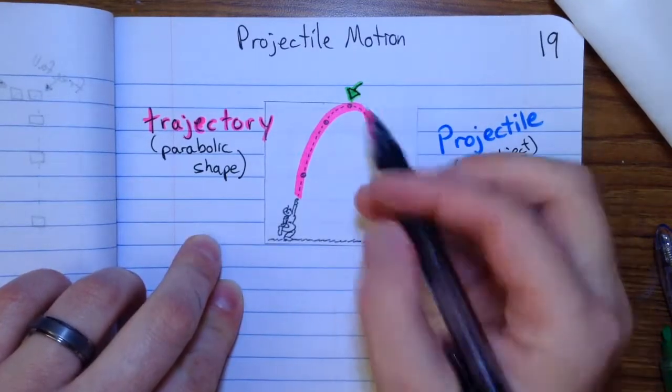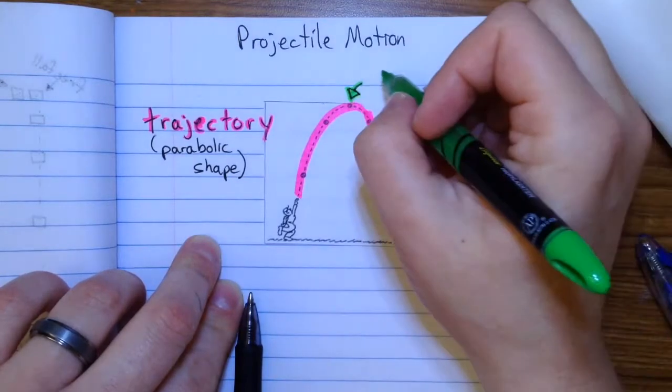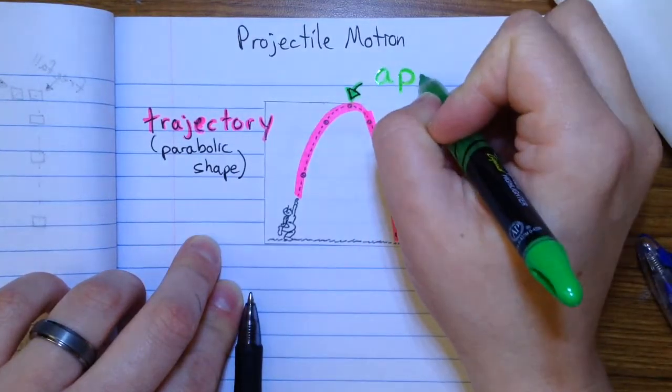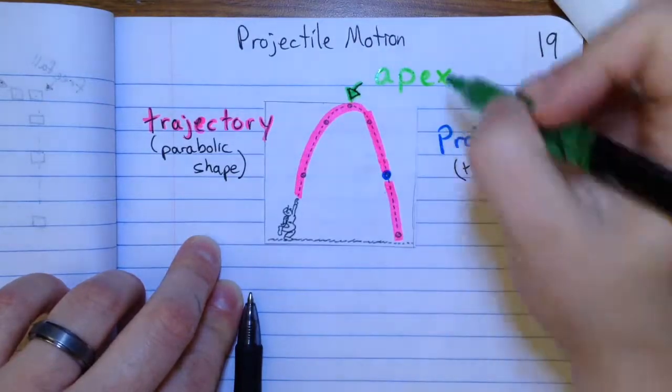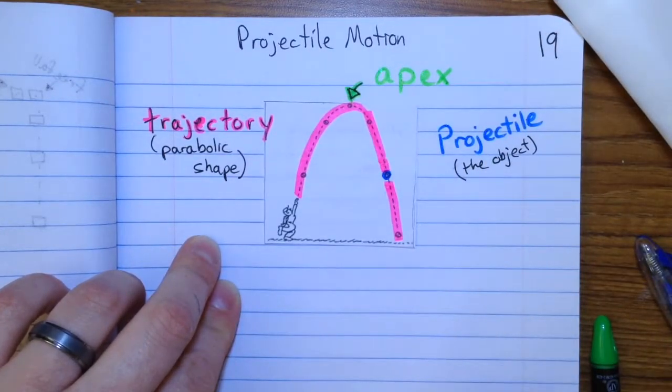Now, sorry, back to the very tip-top point. It's called the apex. That very tip-top point is called the apex.